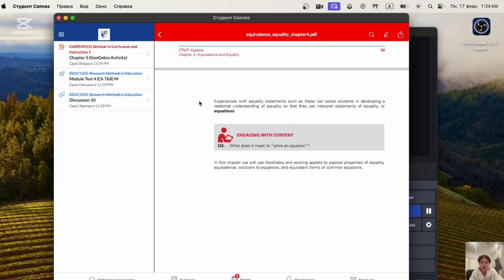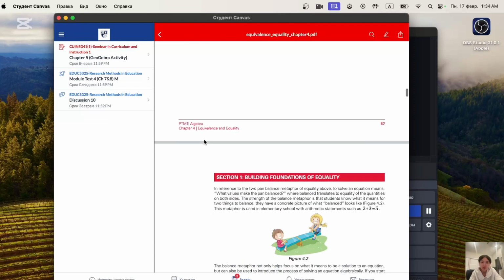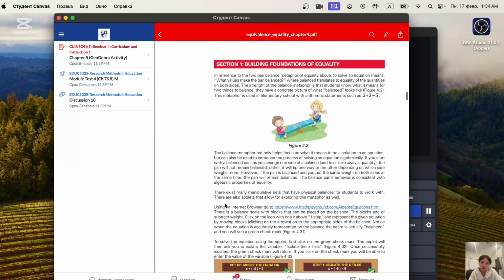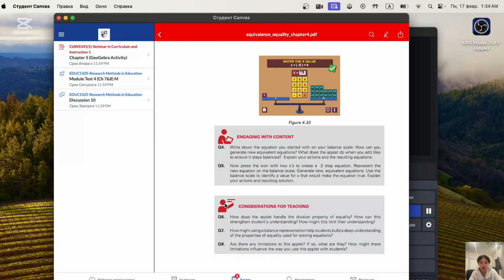Question number 3. It means to determine values that make the equation true. In a simple way, it's a number that will create a balance of expressions. Question number 4.